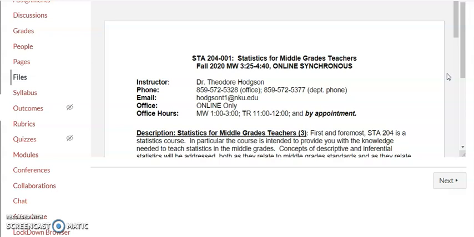Let me know what's working, how I can improve, and how I can best serve you and help you succeed in this class. On the syllabus, I have my contact information: email and office phone number. If you call my office, even though I will not be in my office, since all of my classes are online this semester, any message that you leave is forwarded to my email so I can read it. But I've got my email and office hours there as well.